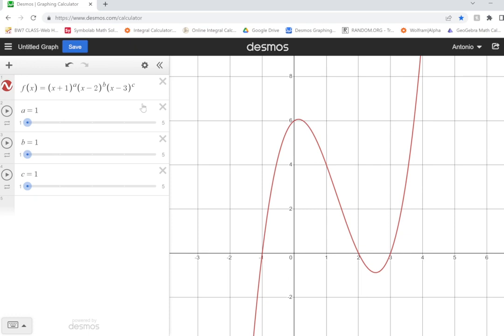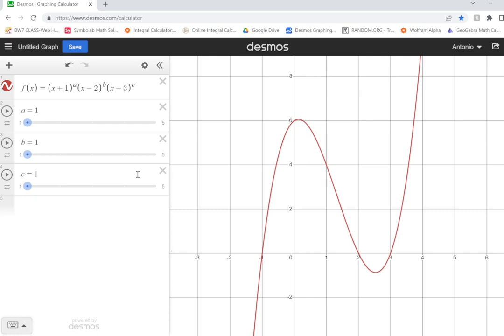Now if you notice, as each one of these crosses the x-axis, it just goes right through it. Almost like if you zoom in closely, it just looks like a line. It has this linear behavior where it crosses the x-axis and it just goes. Same at 2 and 3. They're all set to a power of 1. So when it has this type of behavior, it has multiplicity of 1.